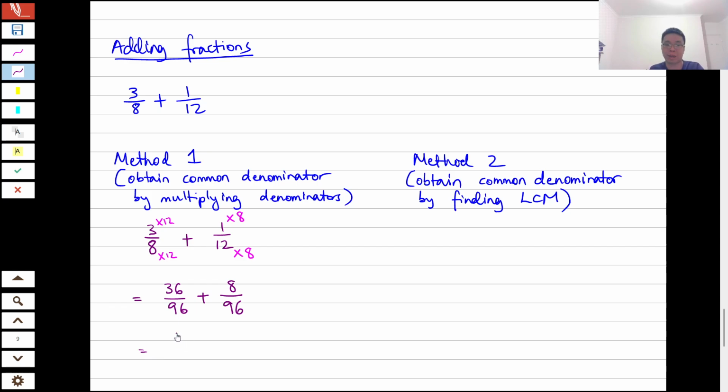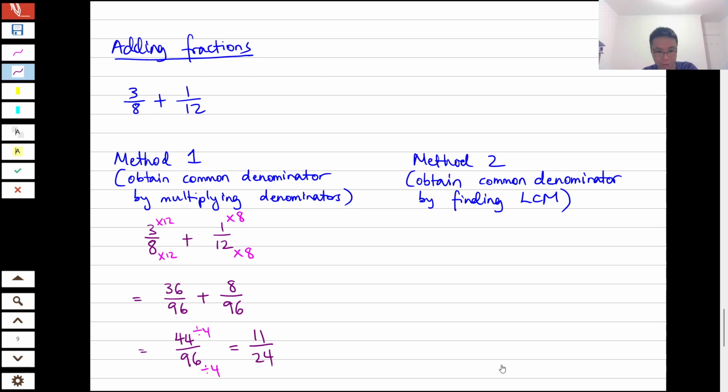And 36 plus 8 gives me 44. And if you're seeing what I'm seeing, both numbers in the top and the bottom can be divided by a common factor, which is 4. You might start with 2 and then do it again. But if we divide both the top and the bottom by 4, or use a calculator, because a calculator can simplify fractions, we'll get 11 on 24.